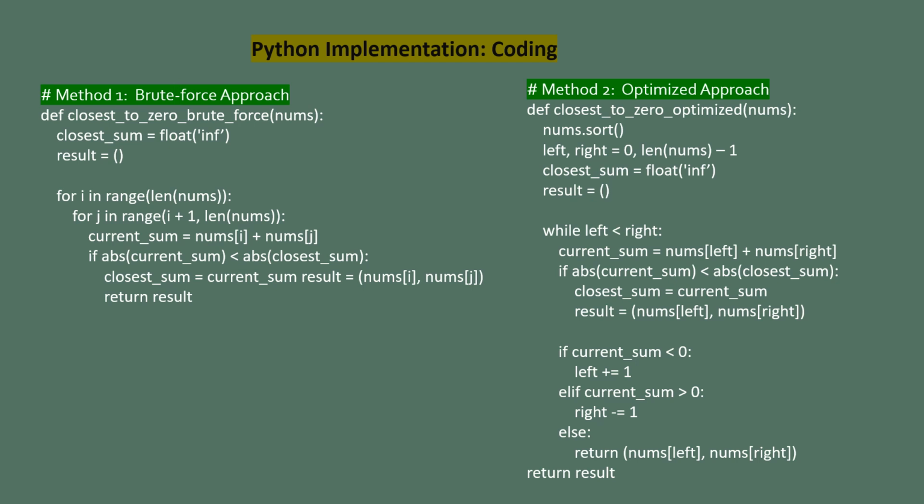Moving pointers. Move the pointers towards each other based on the value of the current sum. If the sum is negative, increment the left pointer. If the sum is positive, decrement the right pointer. If the sum is 0, return the pair of elements as it is the closest possible sum to 0. Return result. After traversing the list with the pointers, return the pair of elements stored in the result variable, representing the pair with the closest sum to 0.